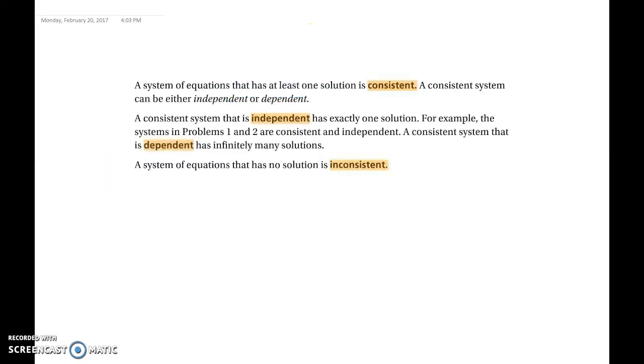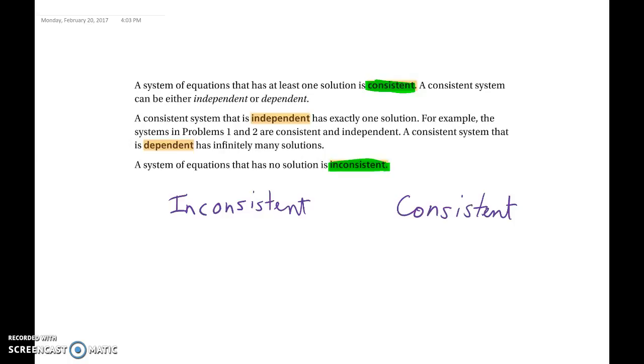The first one is that a system of equations can be either inconsistent or consistent. So we have two options, inconsistent or consistent. What is the difference between these? Well, a consistent system of equations has at least one solution, whereas an inconsistent system has no solution. So inconsistent has no solutions, and consistent has at least one solution.